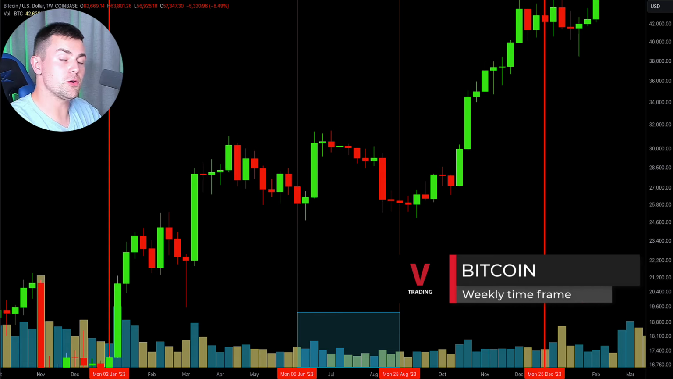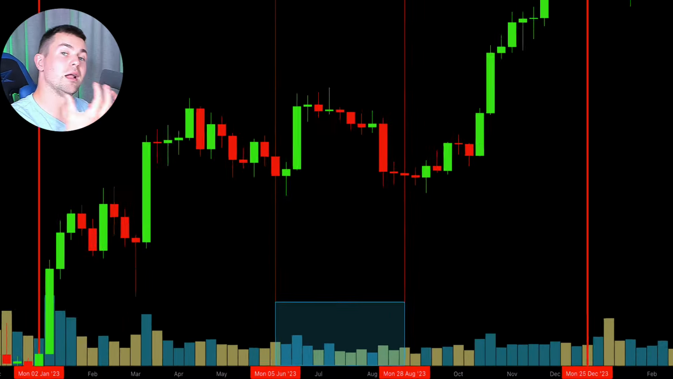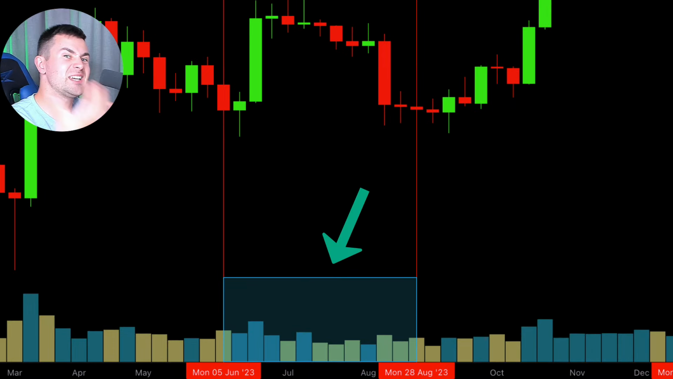Here is the Bitcoin chart, weekly time frame, year 2023. At the bottom of the chart you can see a volume indicator that displays the market volumes for a certain period of time. Look how the trading volumes were declining on Bitcoin in summer 2023. We see some activity in June, followed by the lowest volumes in the period from the middle of July to the end of August.